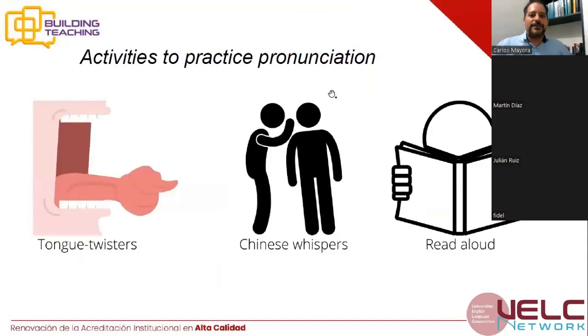Well, enabling skills, activities to practice pronunciation. So tongue twister, Chinese whispers, read aloud. Those activities, they are not wrong. There's nothing wrong with them. They are very good. But remember, they are for pronunciation, not for speaking. They are an enabling skill, not the main skill.